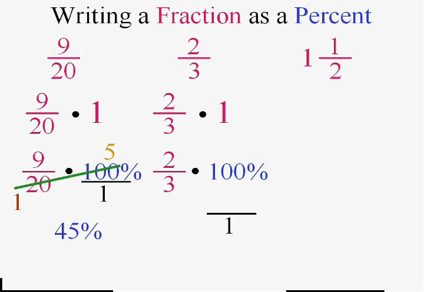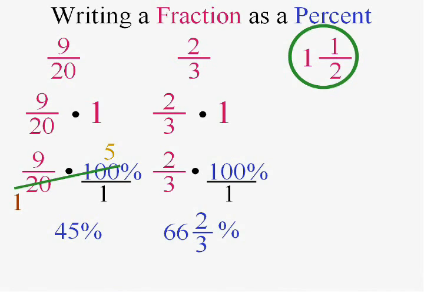Kind of like it when there's a 1 underneath. It looks more like a fraction. And I'll get 200%, or 200 divided by 3%. And 200 divided by 3 is 66 2/3.